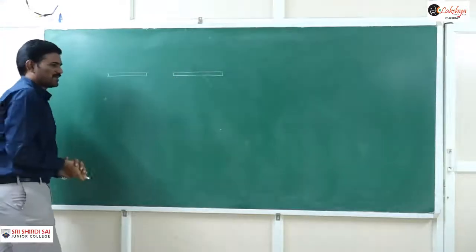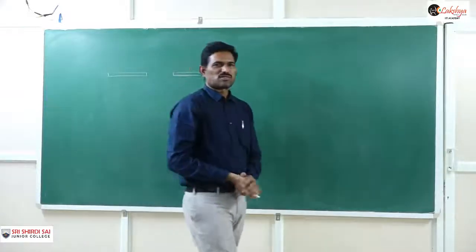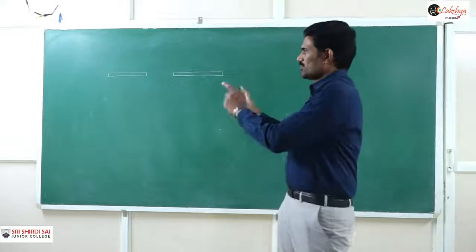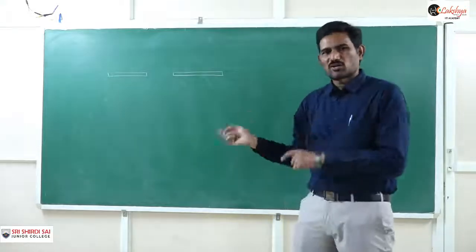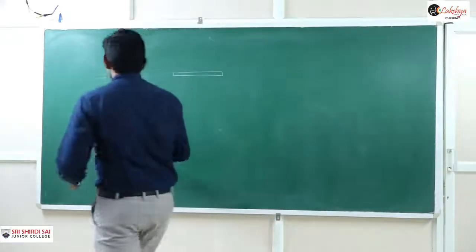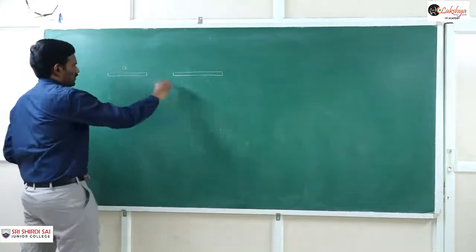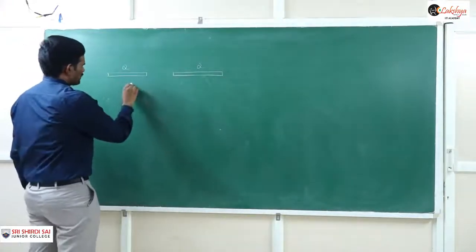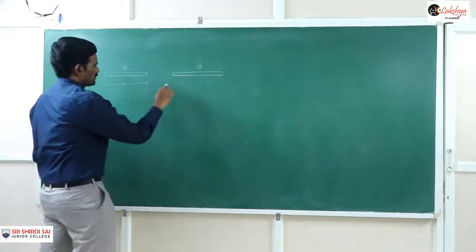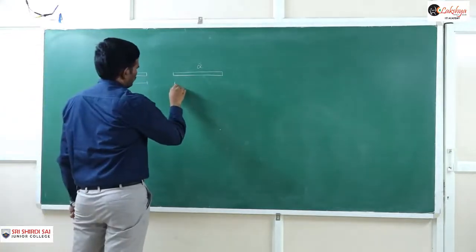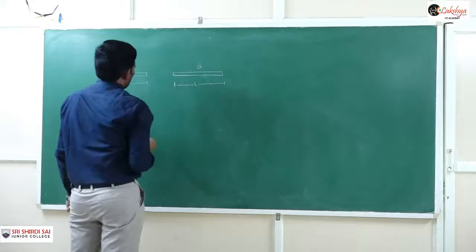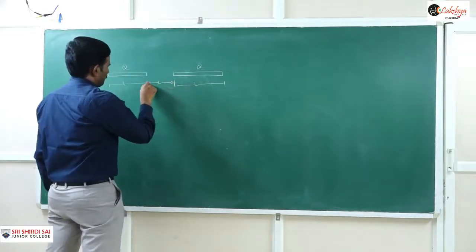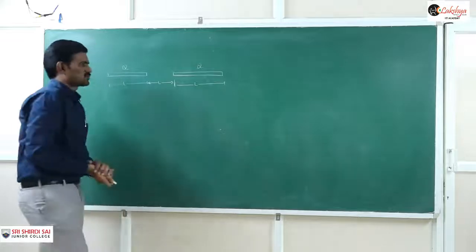In the beginning of this continuous charge distribution, we calculated the force between a rod and a point charge. Now I am taking two continuous objects, both rods. Here charge Q is distributed on this rod, and charge Q is also distributed on this rod. The length of each rod is L, and the separation between the nearest ends is also L.